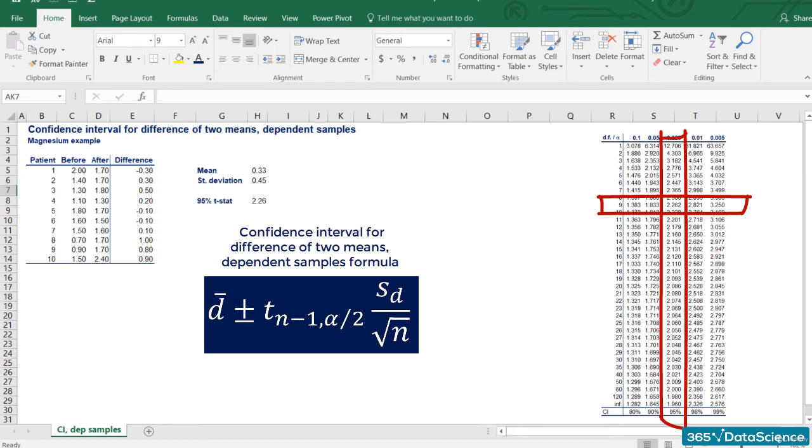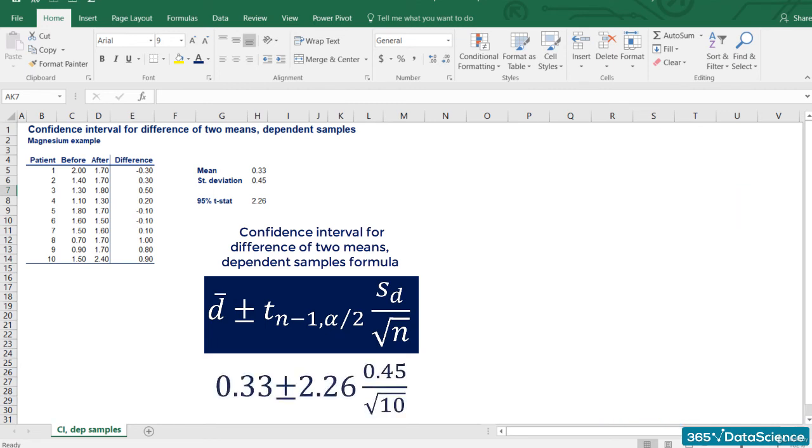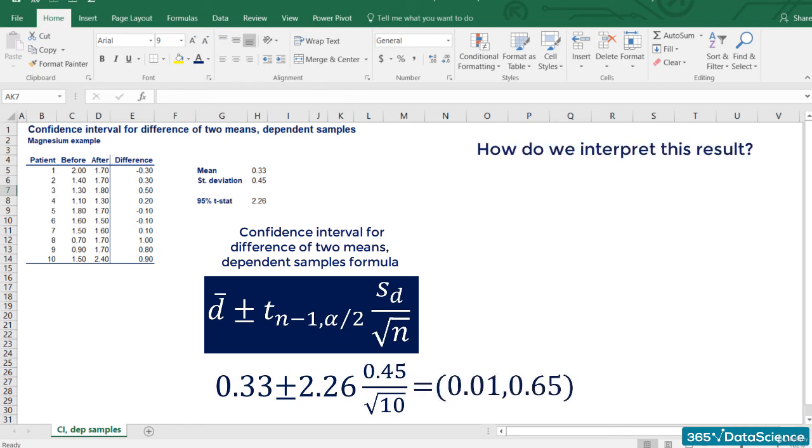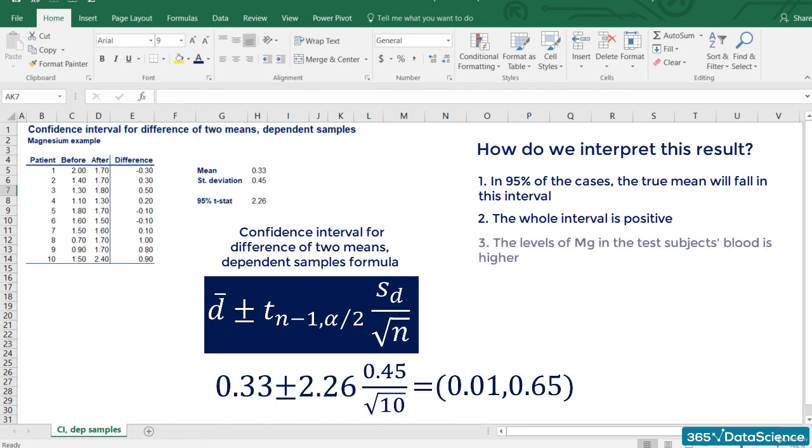Now we have everything we need, and we can calculate the confidence interval. It lies in the range between 0.01 and 0.65. How do we interpret this result? Well, in 95% of the cases, the true mean will fall in this interval. Moreover, the whole interval is positive. This shows that the true mean of the difference is definitely positive. Therefore, with 95% certainty, we can say that the levels of magnesium in the test subjects' blood are higher.